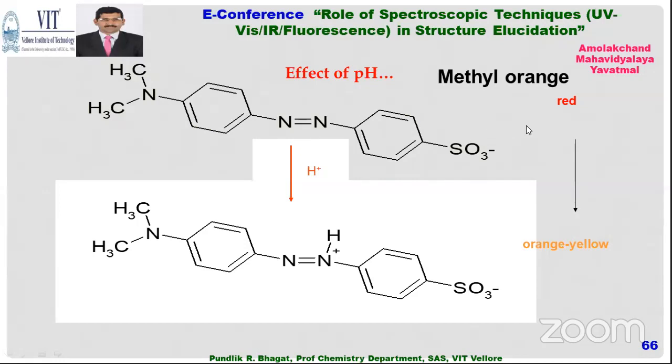Similarly, another example, methyl orange, is also showing the color change from red in acidic medium to orange yellow in alkaline medium.